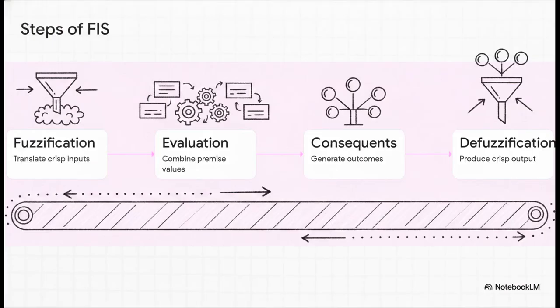We've seen the brains, so let's walk down to the active factory floor where the processing happens. An FIS follows a strict 4-step assembly line sequence. 1. Fuzzification. 2. Rule evaluation. 3. Generating consequence. And finally, 4. Defuzzification. This is the exact flow data takes through the inference engine.